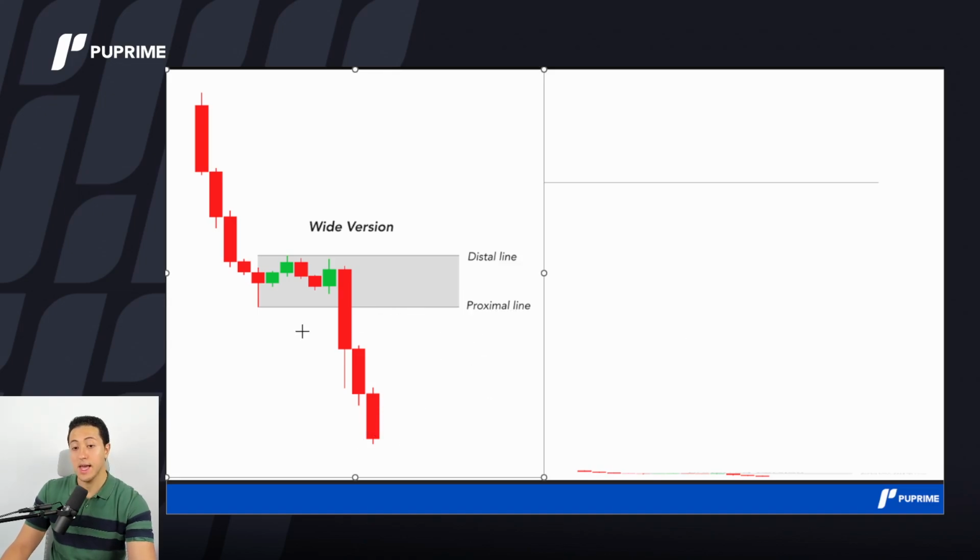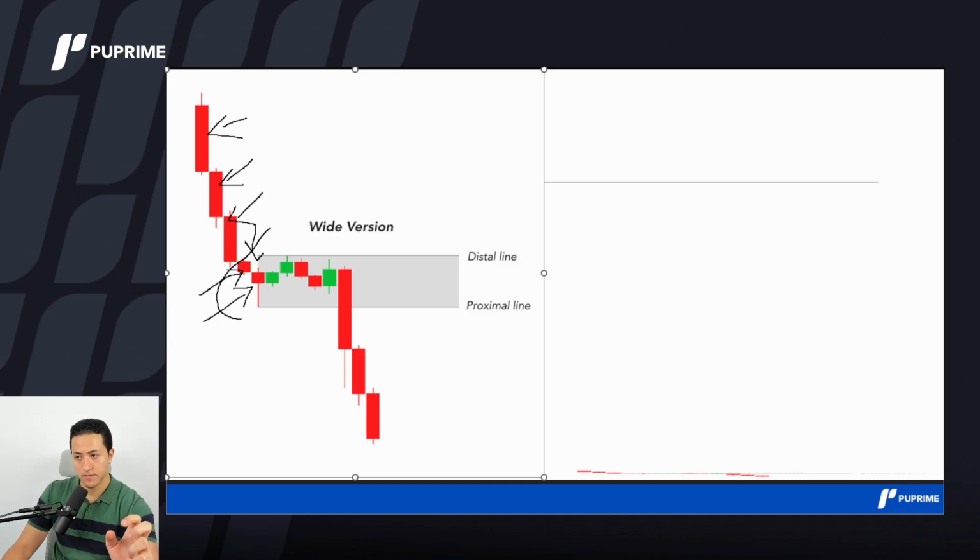Okay? How can I identify the proximal line? In the wide version, just focus with me on the base candles. This one, what is it? It's an explosive candle. This one, it's decisive or explosive. I would say decisive, some would say explosive. This one, I think it's an explosive. What's this? Indecisive. What's this? Indecisive. So from here, my base starts, right? Because we said you identify the leg out, you identify the leg in, and you focus on the base. Where does the base start? In order to find the base, look for the indecisive candles.